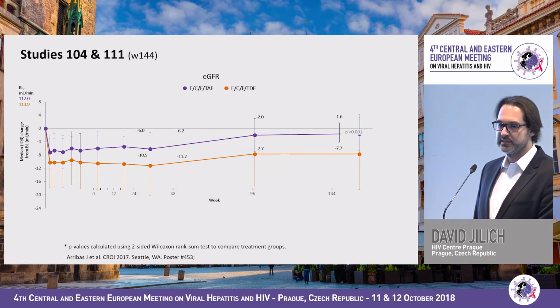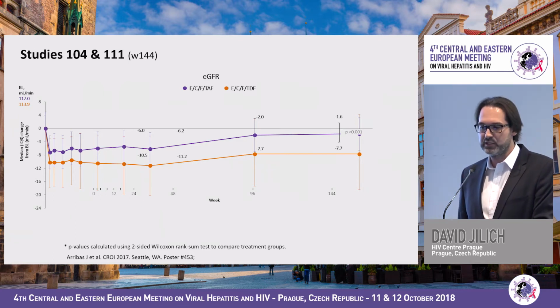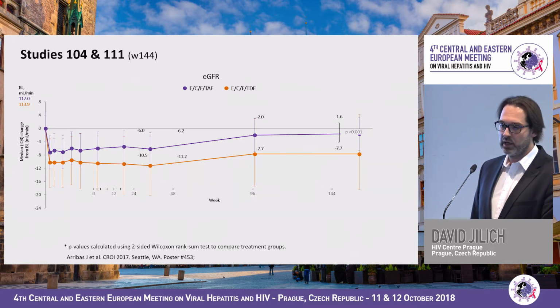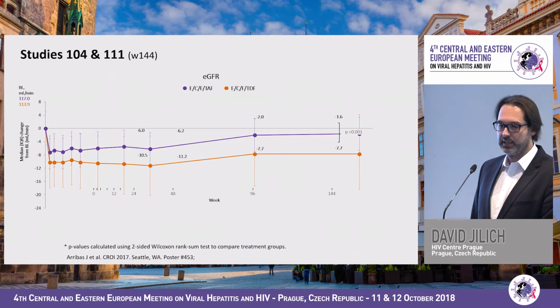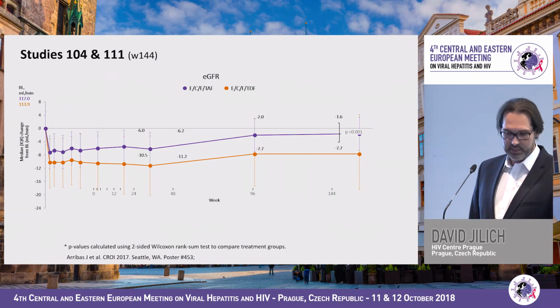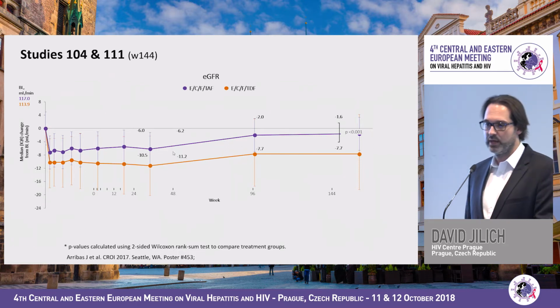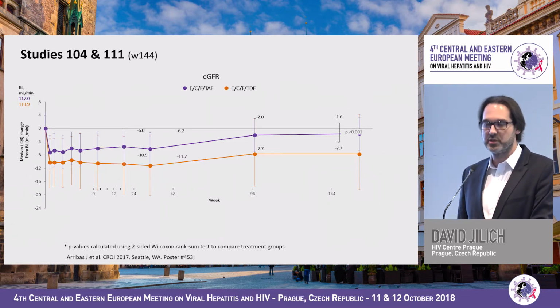On the next slide, we see one graph from studies 104 and 111. These were patients who were previously untreated, and they were put on a standard triple combination, including TAF in one arm and TDF in a second arm. We see the graphs in here. The TAF is the blue curve, and the orange one is TDF. On this slide, we see the eGFR and changes in comparison with the baseline within the period of 144 weeks, so a large period of time.